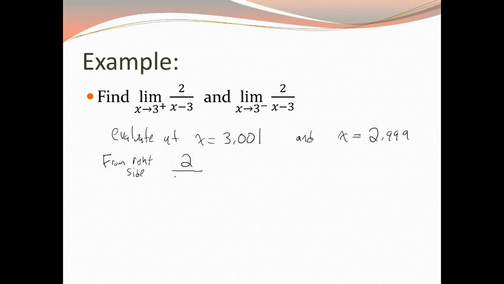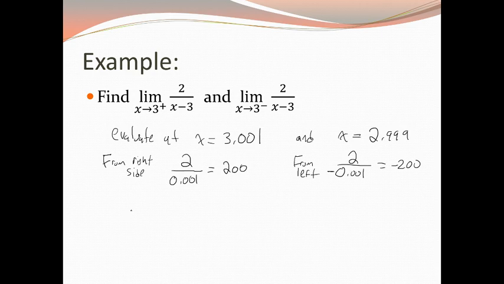So this would be 3.001 minus 3, this is 0.001. This is going to be 200. Okay, so it looks like it's getting bigger. From the other side, so from the left, we get the following. 2 over, this is the opposite, this is 0.001, but negative, so this is negative 200. So it looks like from the left side, it's getting a really large negative number. From the right side, it's getting a very large positive number.